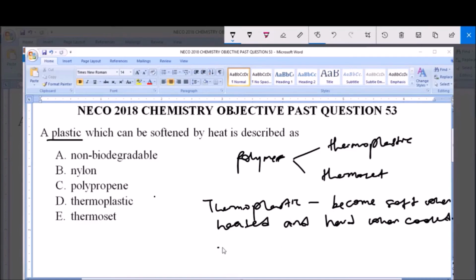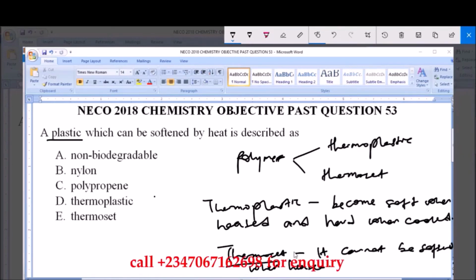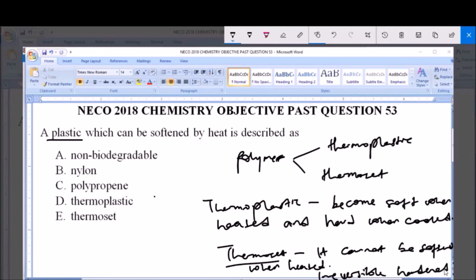But a thermoset plastic cannot be softened again when heat is applied or when heated. This is because during the formation of this thermoset plastic, it is irreversibly hardened. So even when heat is applied, it is impossible to soften this plastic to form a new shape.